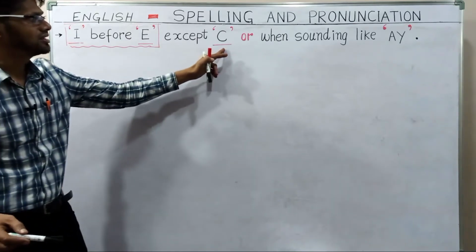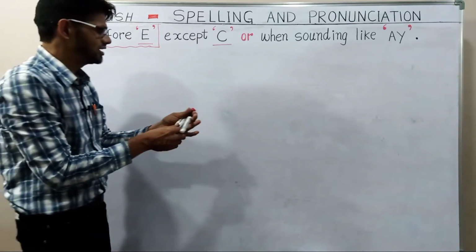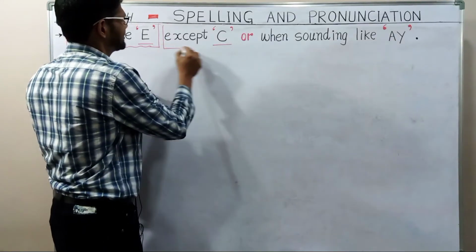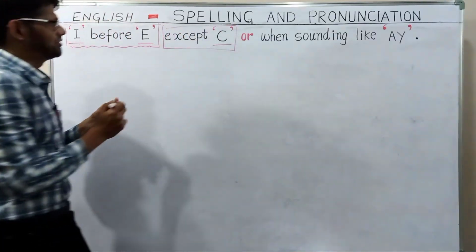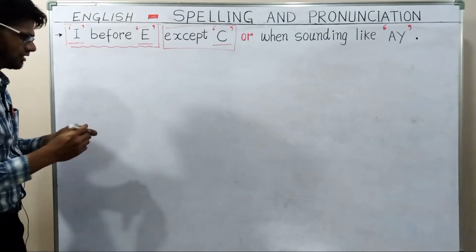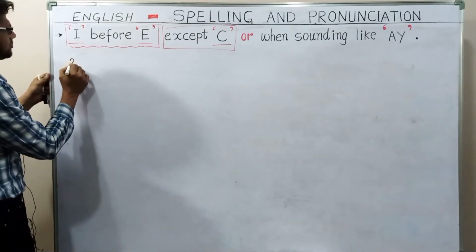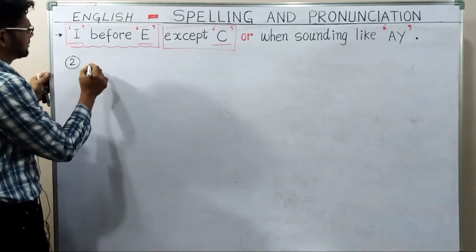Now except C. Except C, what is the meaning of except C? We are focusing on this part now, except C. It means I will give you some examples.